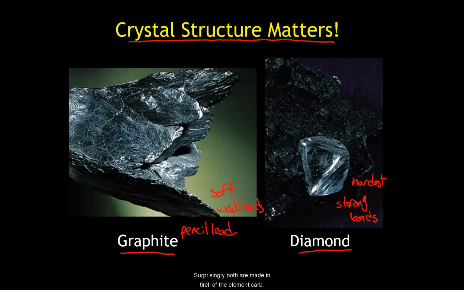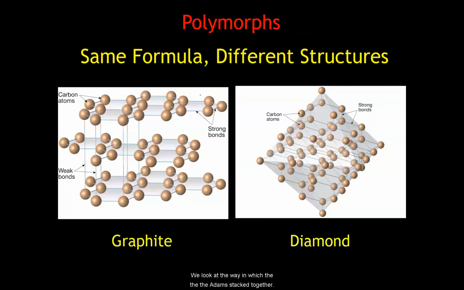Surprisingly, both are made entirely of the element carbon, with nothing else in it. So how is that the case? Well, it comes down to the crystal structure. If we look at the way in which the atoms stack together, let's start with the diamond this time. You can see bonds in every direction.